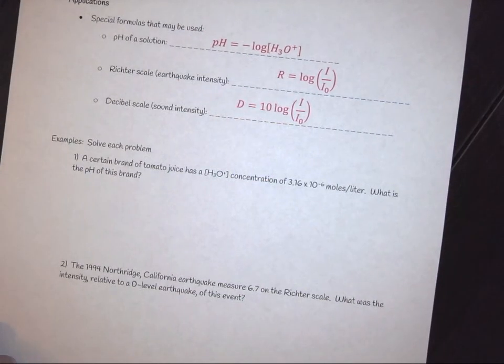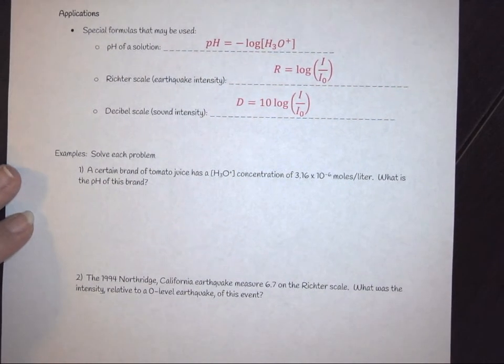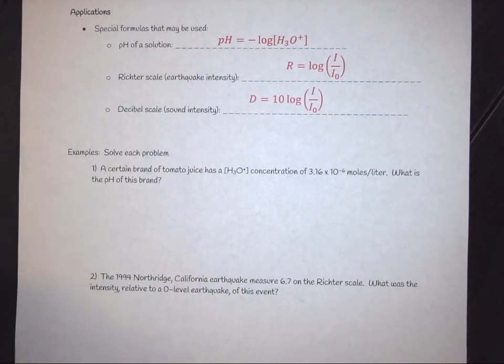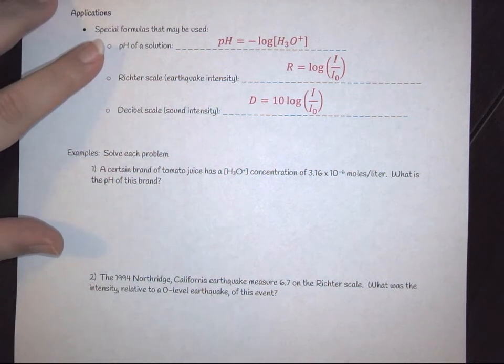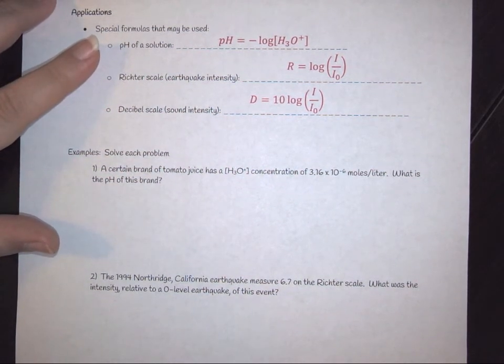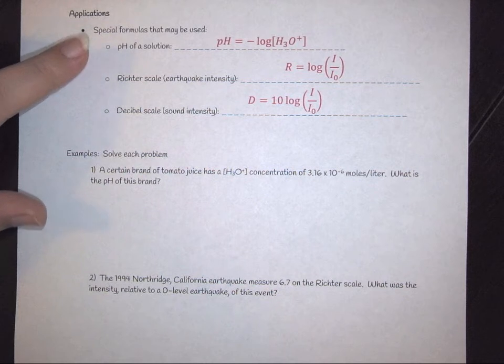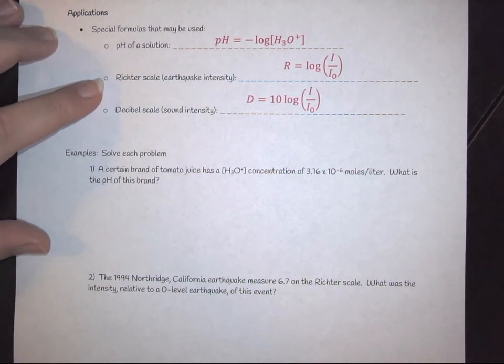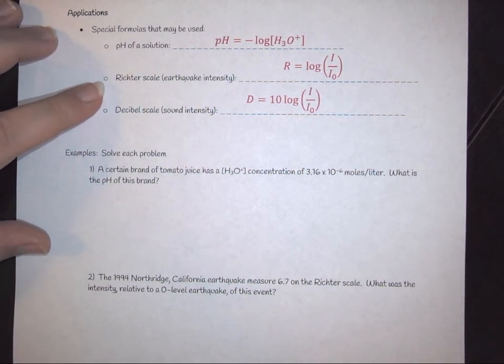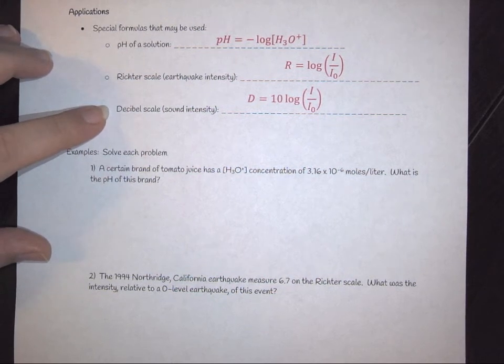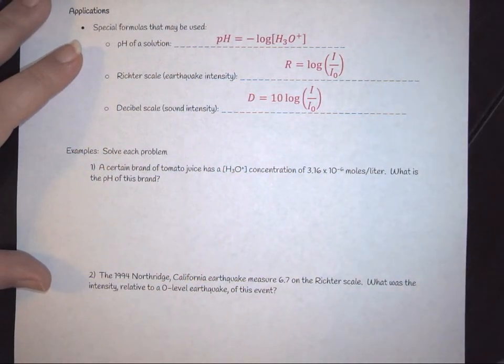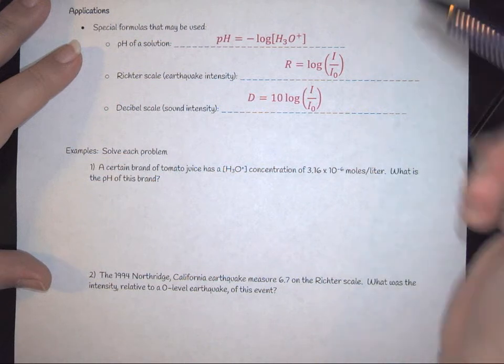Alright, so the very last thing that we can look at is using applications with your log ideas. And so here we have 3 different formulas that get used with logs. The first is pH of solution. The second is our Richter scale, so this is calculating your earthquake intensity. And then we have a decibel scale. This is your sound intensity. Both the Richter scale and the sound intensity scale are actually used by scientists today.